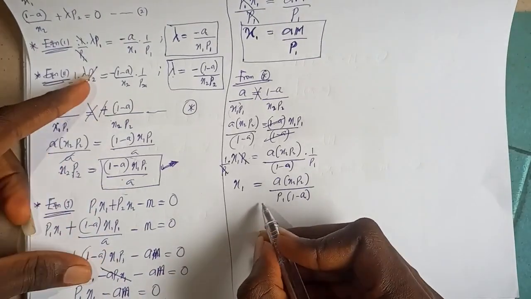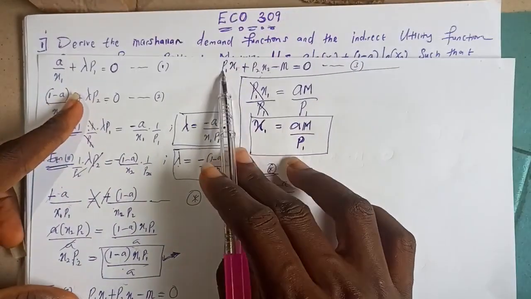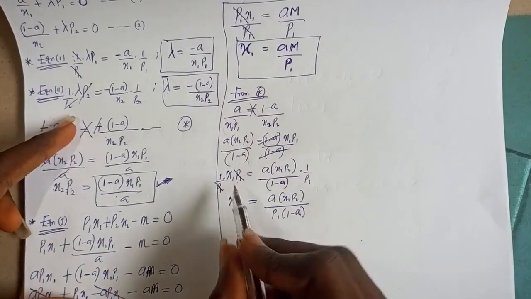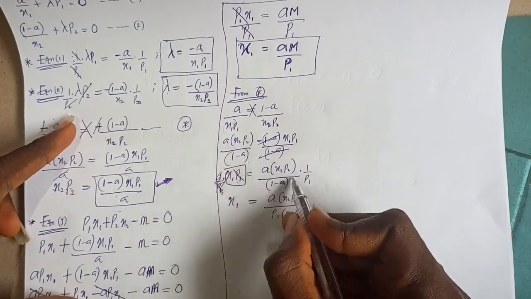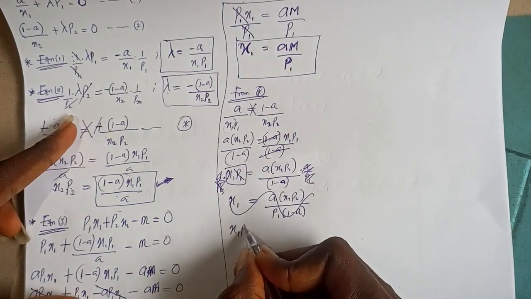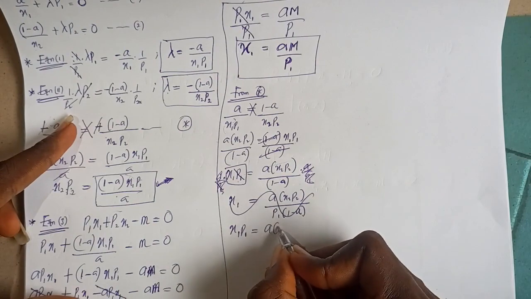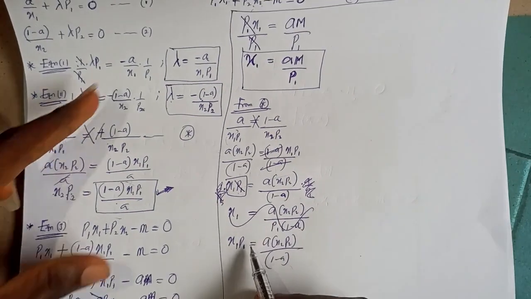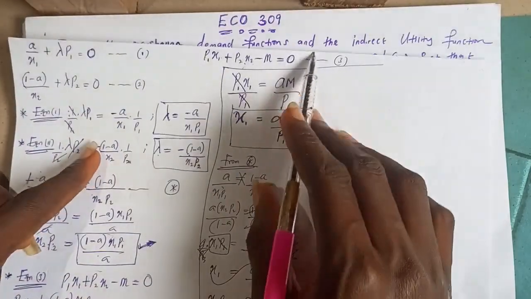So trivially, since we want to substitute p1 x1, we don't have to divide both sides by p1 x1. So let's just leave it as x1 p1 equals this result. That is, x1 p1 is equal to a of x2 p2 all over 1 minus a. So we have to recall from equation 3.